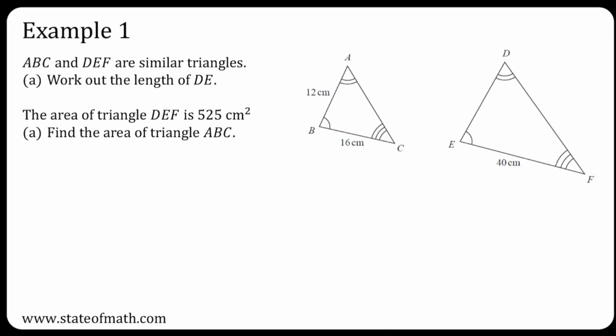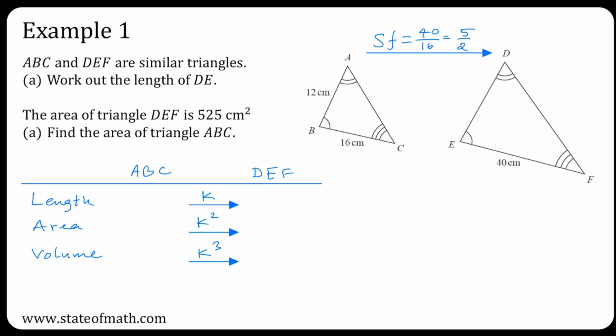For this example, I will first find the scale factor of the lengths using these two. I'll go from the left shape to the right one, so the scale factor would be 40 divided by 16, which is equal to 5 over 2. So if I summarize everything on a table, I will get this. For ABC, one of the lengths is 12, so the corresponding length on triangle DEF is just 12 times the scale factor, which will give me 30.